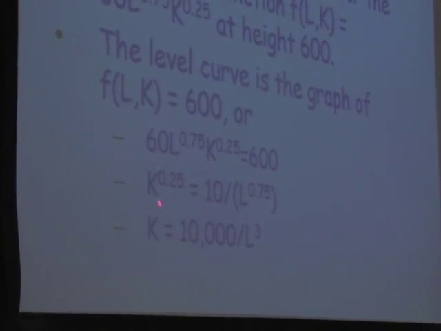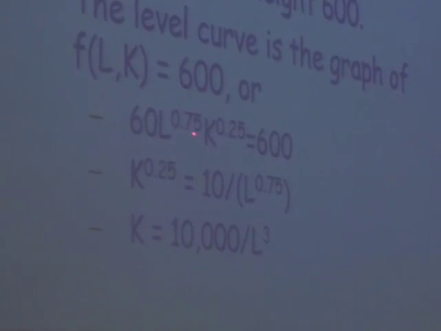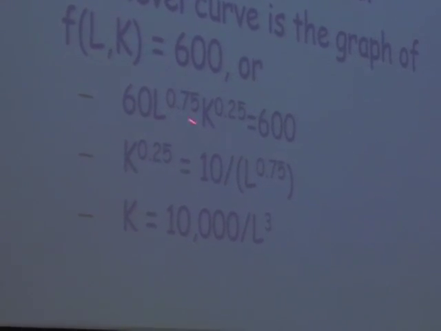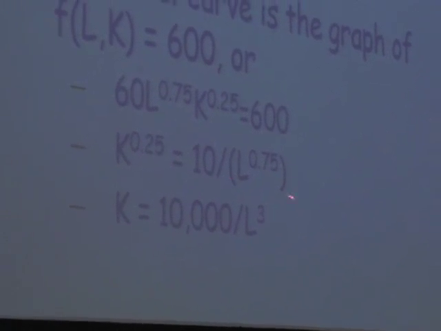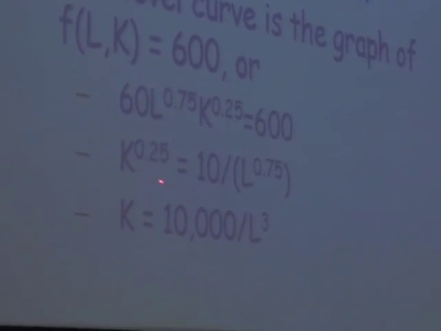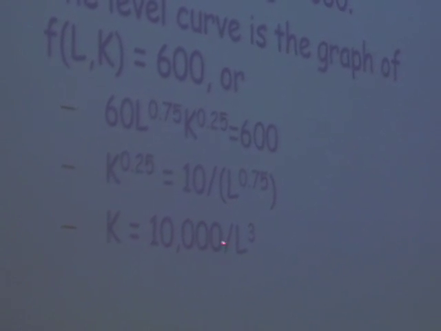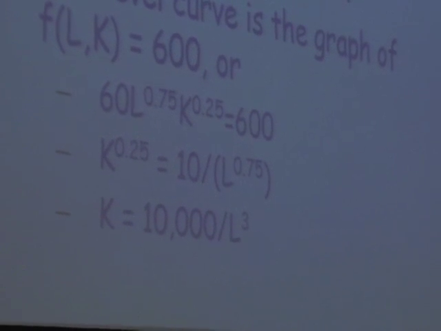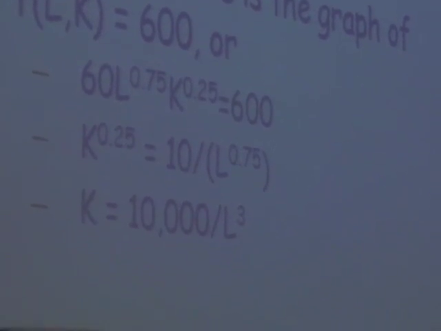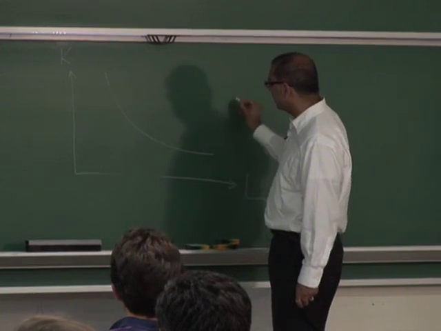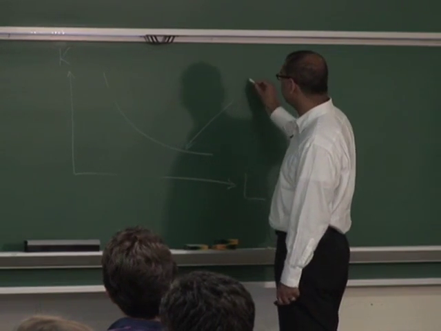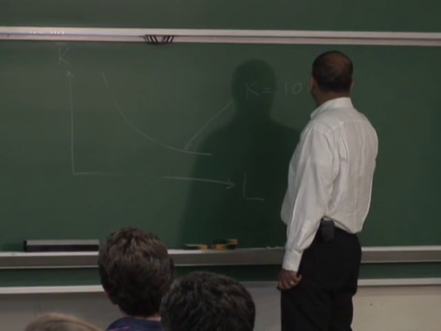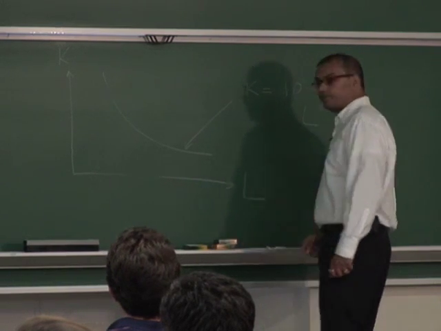So I have to solve this equation, my production function set equal to 600, for k. I'm just dividing both sides by 60L to the 3/4, and then taking it to the 4th power, which is why it's 10 to the 4th power and this to the 4th power. So I get a level curve that looks like this, and the equation for this curve is 10,000 over L cubed.